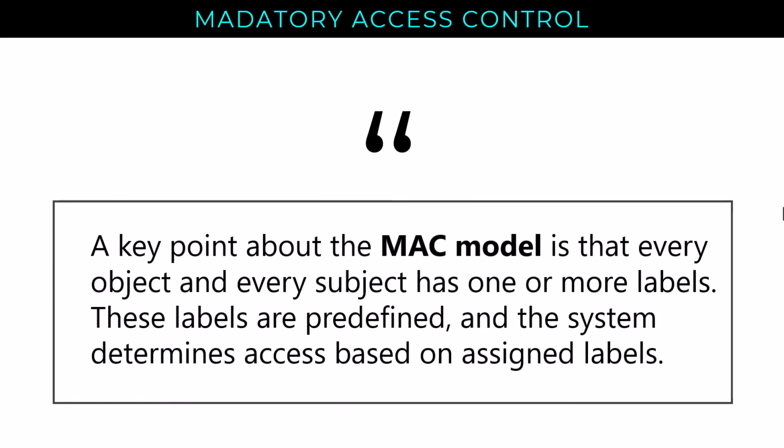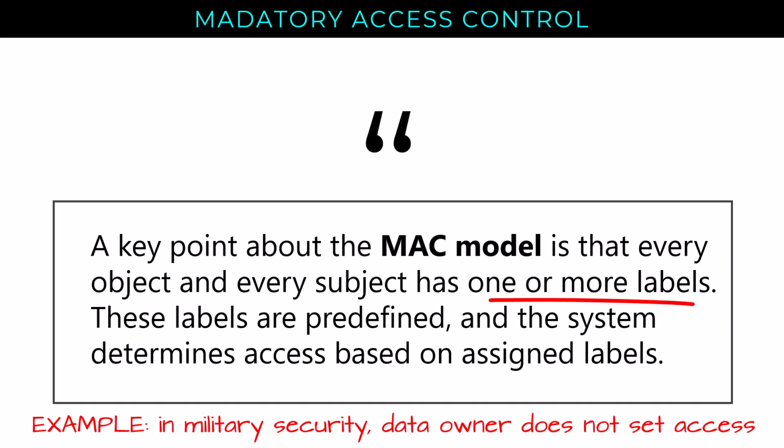A key point about mandatory access control is that every object and every subject has one or more labels. These labels are predefined and the system determines access based on assigned labels. An example of mandatory access control that comes immediately to mind is military security, where the data owner doesn't set access. If data is top secret, they don't determine who has top secret clearance. Nor is that individual data owner allowed to down-classify data, so they couldn't down-classify data from top secret to secret just to allow someone access.